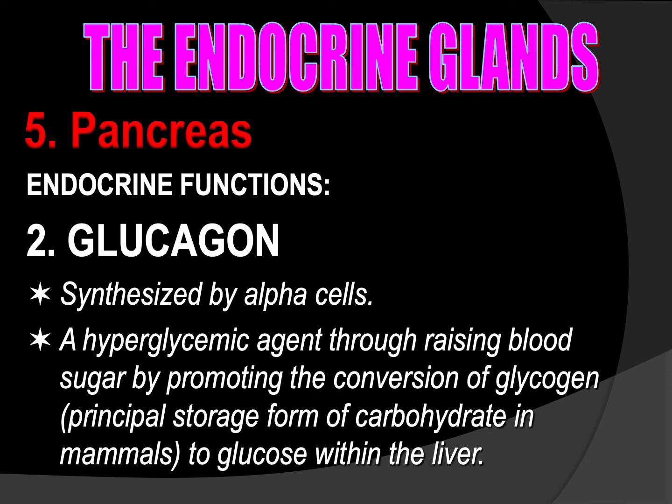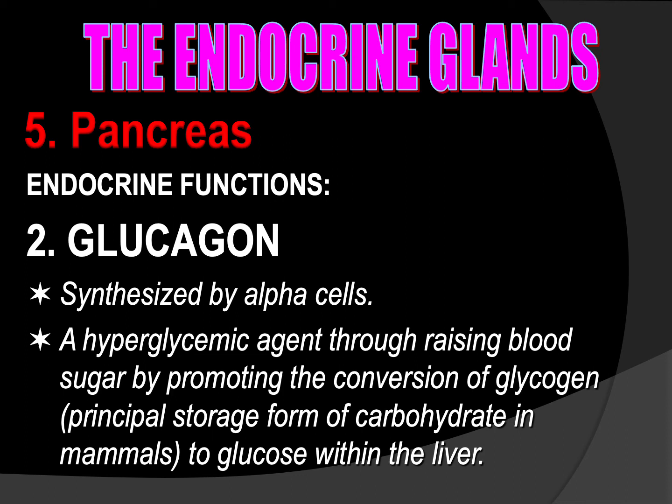The second hormone of the pancreas is glucagon. Glucagon acts as an antagonist of insulin. That is, it helps to regulate the blood glucose level, but in a way opposite to that of insulin.